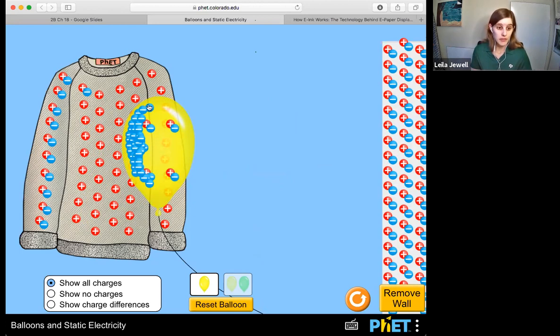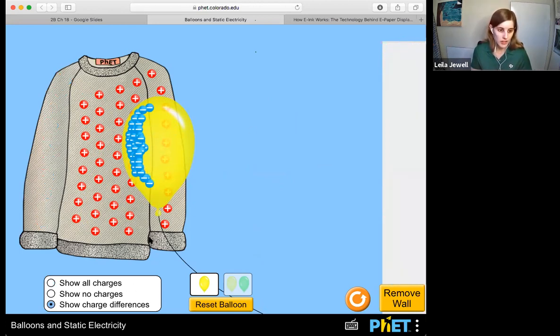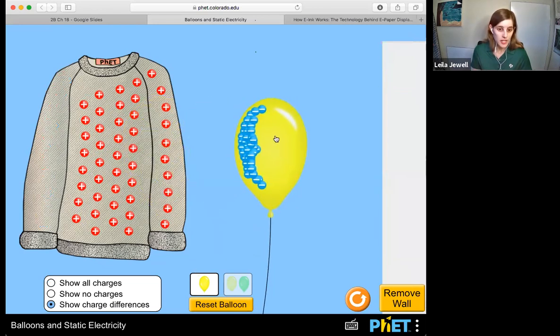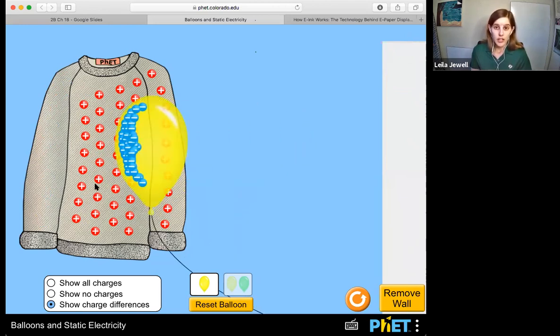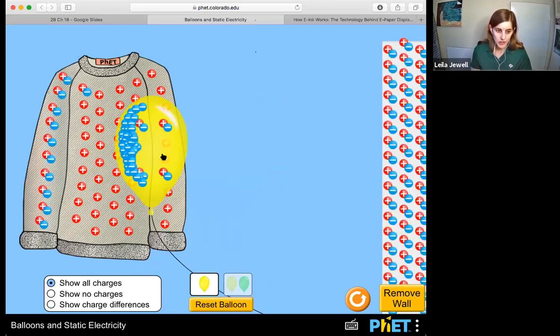And that's because I've created a larger net charge on each one, right? If I show the charge differences, the balloon is now negatively charged, the sweater is now positively charged. It's not that we've totally eliminated charges. There's still some of the balanced charges present, but the balloon has now picked up some of the electrons from the sweater.